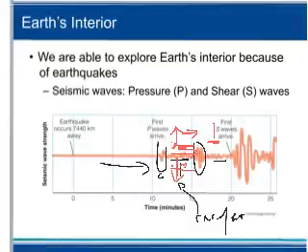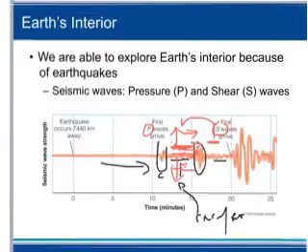Your pressure waves and your shear waves. So pressure waves are the compressions and decompressions, or compressions and rarefactions. And those particles vibrate back and forth parallel to the direction of the wave travel. So they're going to go back and forth this way, and that's these P waves. But these S waves, that's the one that's perpendicular.